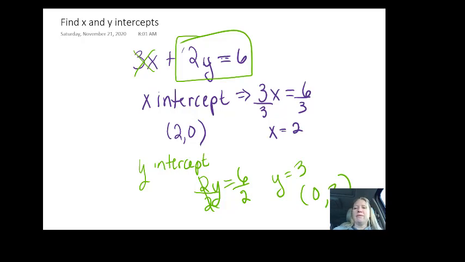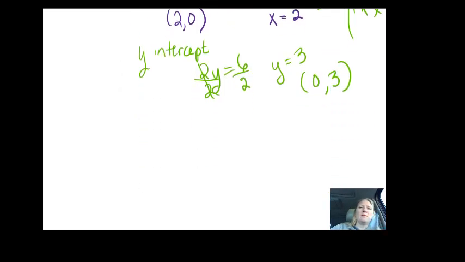Then if you need to graph, you could draw your graph. So your x-intercept is at 2 on the x, and your y-intercept is at 3 on the y. And then we draw our graph like we did the other day in class. All right, let's look at one more example.